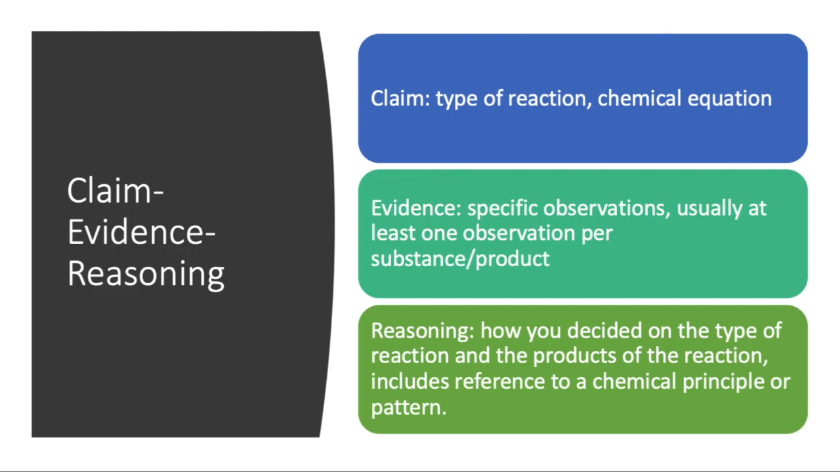For example, if you know it's a single replacement reaction, then you expect that some of those ions are going to switch places and you'll end up with a different element at the end than you started with, and a different compound at the end than the one that you started with.